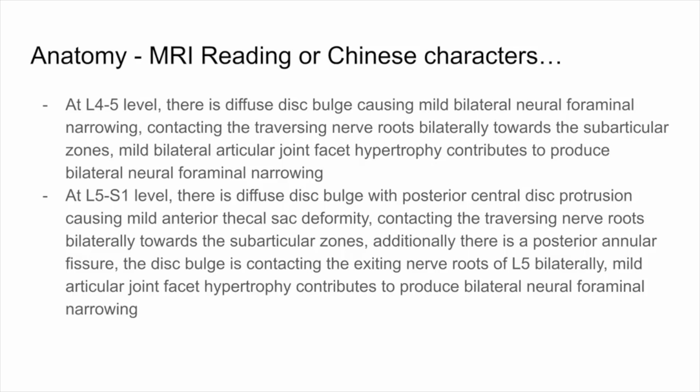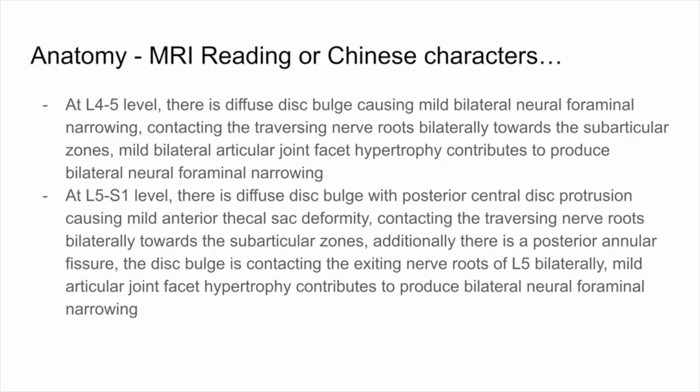So this is just an MRI that I have for one of my recent patients. And what it says is at the L4, L5 level, there is diffuse disc bulge. We know what that is, causing mild, so not that much, bilateral, both sides, neural foraminal narrowing. So the space where the nerves exit, it's gotten a little bit smaller. There's mild bilateral, so a little bit on both sides, articular joint facet hypertrophy. So we looked at the facet joint previously, and you could see how close it was to the intervertebral foramen and can cause some narrowing as a result. And this contributes to produce bilateral, so both side, neural foraminal narrowing.